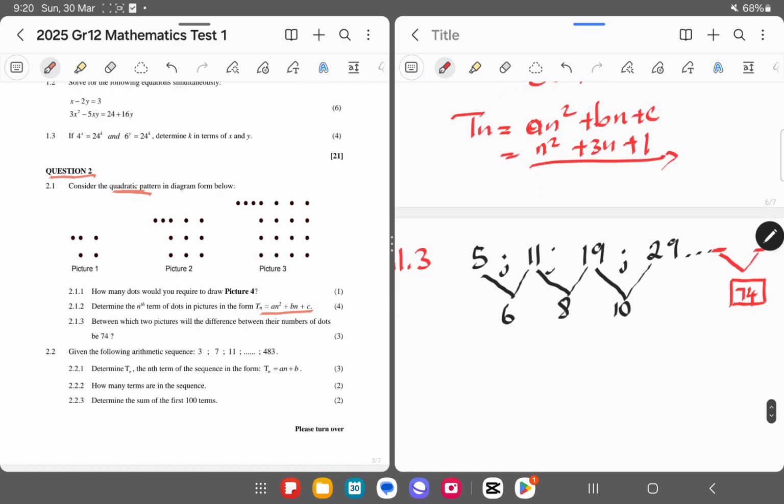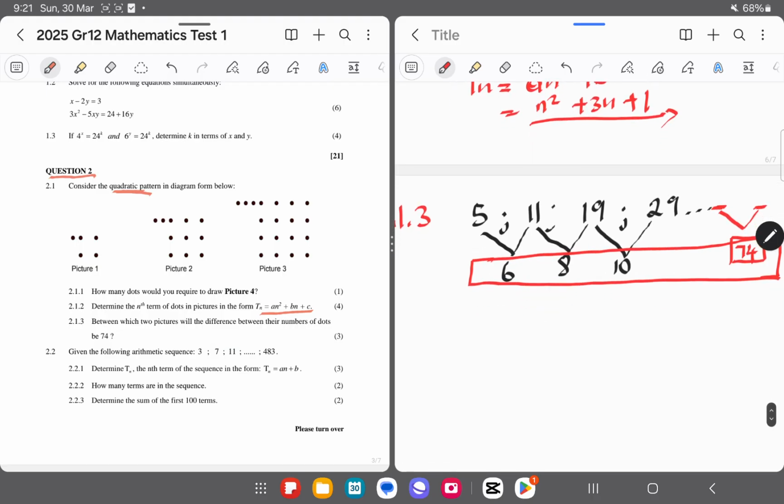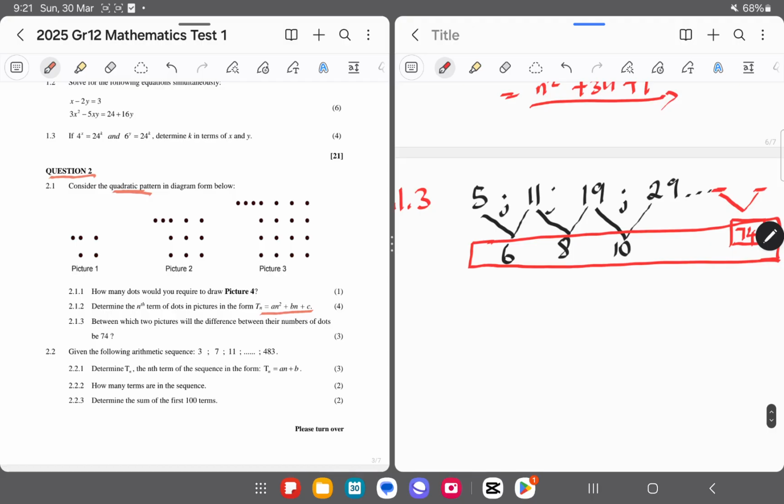Now, as we can see, it means we should be working with this sequence. This is the sequence that we should be using to find between which two pictures the difference between the numbers of dots will be 74. So it means that sequence will form an arithmetic sequence.